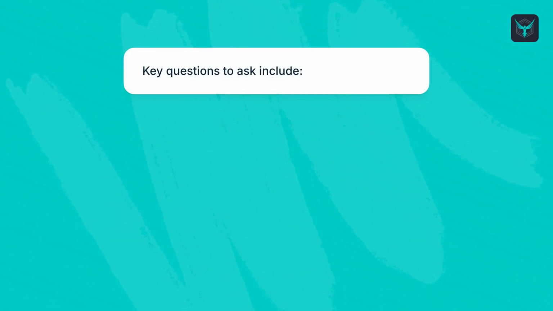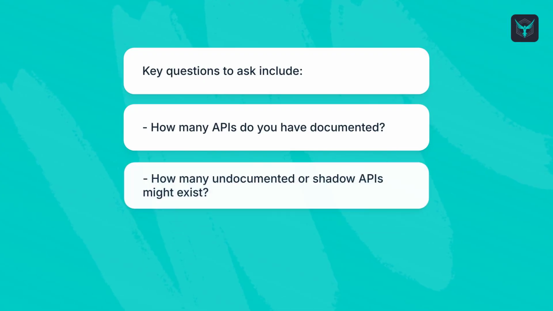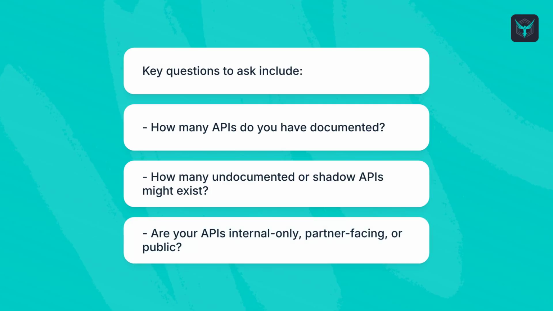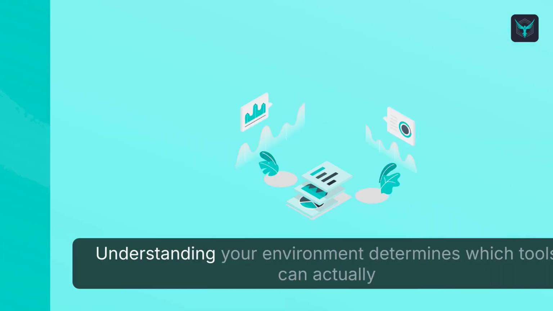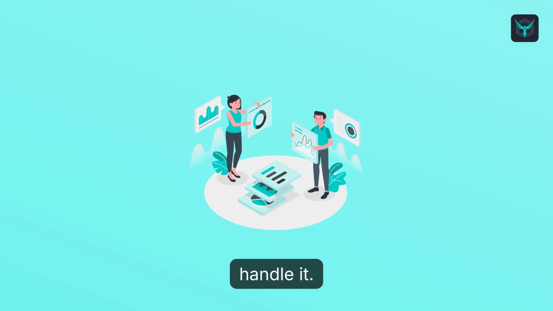Key questions to ask include, how many APIs do you have documented? How many undocumented or shadow APIs might exist? Are your APIs internal only, partner-facing, or public? Understanding your environment determines which tools can actually handle it.